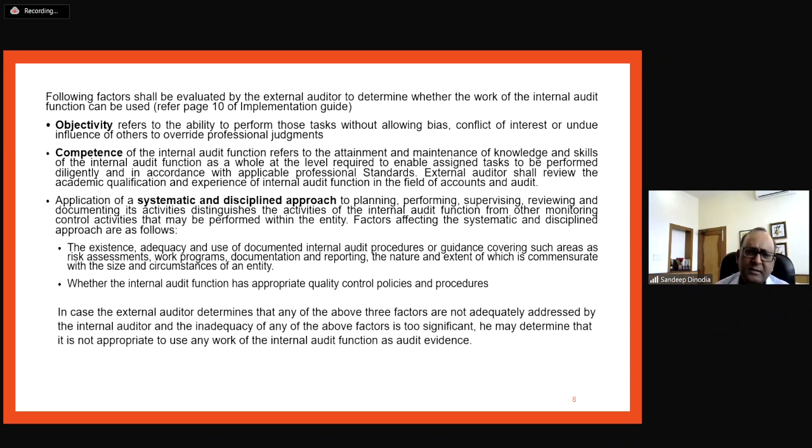In case the external auditor determines that any of the above three factors are not adequately addressed by the internal auditor, and the inadequacy of the above factors is too significant. So they may be addressed, one may be a little less, one may be a little small, but we have to determine whether they are too significant considering the size of the organization. He may determine that it will not be appropriate to use any work of the internal audit function as audit evidence.